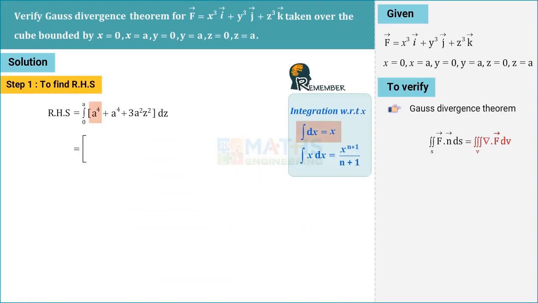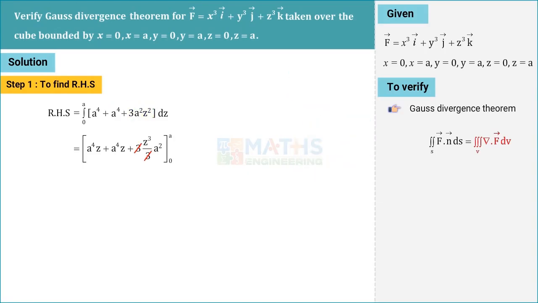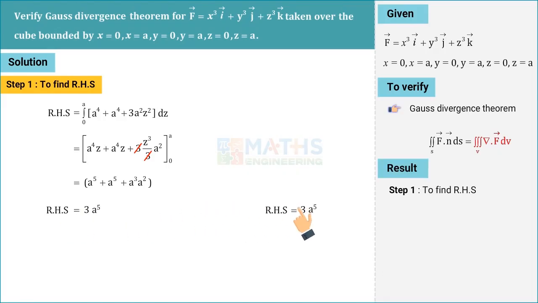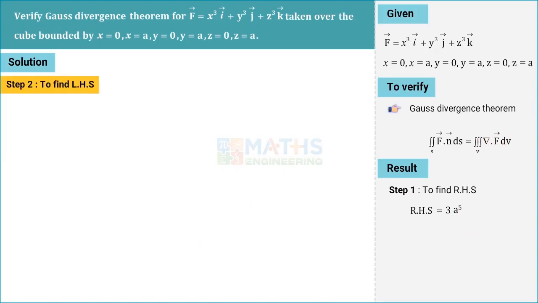Now we are going to integrate this with respect to z. A power 4 is a constant. So when integrating dz we get z. Plus again in the second term a power 4 is constant. Integration of dz is z. Plus 3a square constant term. Integration of z square is z cube by 3. We are replacing the upper limit a in the place of z minus lower limit 0 in the place of z. We eliminate this one. We get 3a power 5. So the right hand side value is 3a power 5. Let us find the left hand side now.